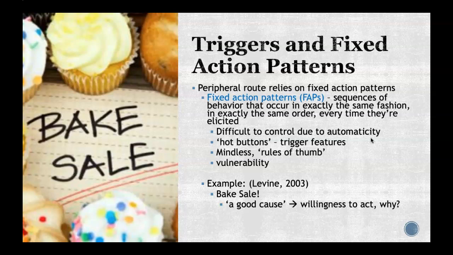Because it's a rule of thumb, when we hear "for a good cause," we have all these thoughts about that. We've formed this schema around what it means to be charitable and to help out. And so when we hear "for a good cause," it kind of elicits a response in us that we're kind of vulnerable to. And so that's what we're talking about with triggers and fixed action patterns. Stay tuned for part 2.